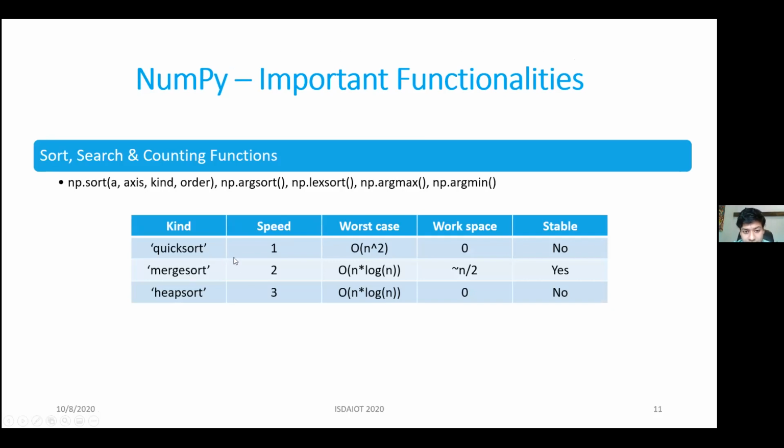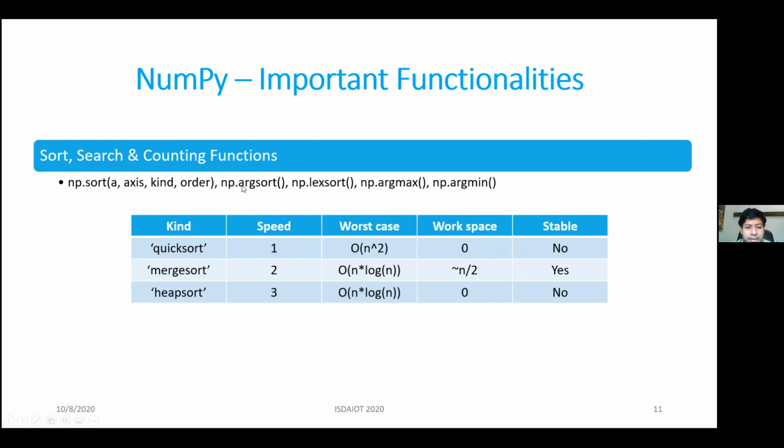We can actually give input like some particular algorithm here, like quicksort, merge sort, or heapsort. They have different time and space complexities. Sorry, these are the space complexities. Out of these, merge sort is quite stable, but others are not very stable. But usually for our normal regular size data, we don't see much difference in performance.